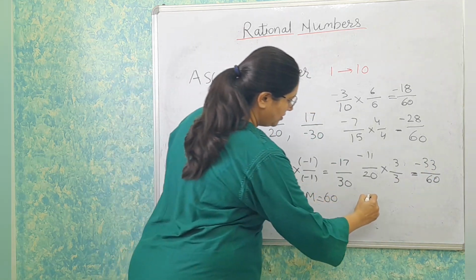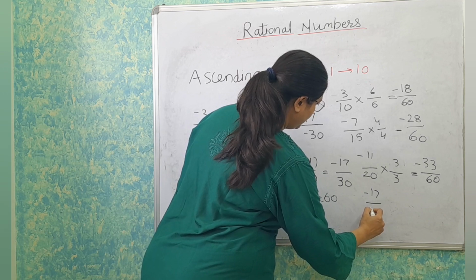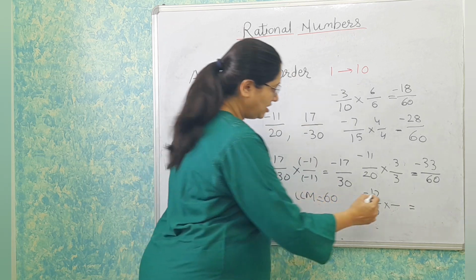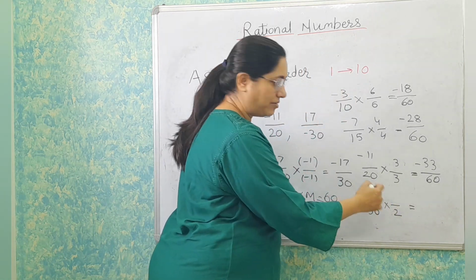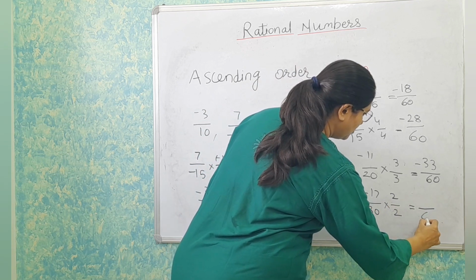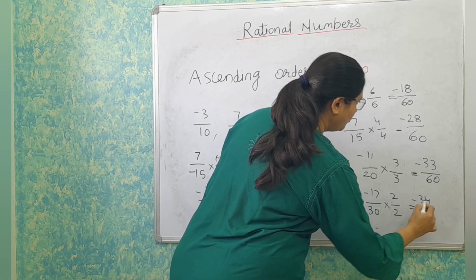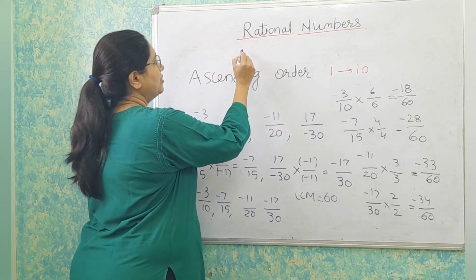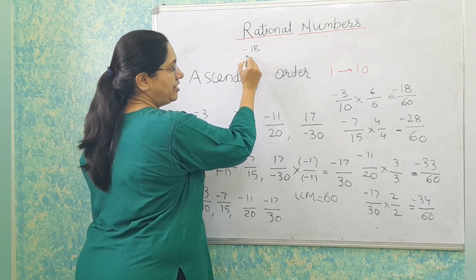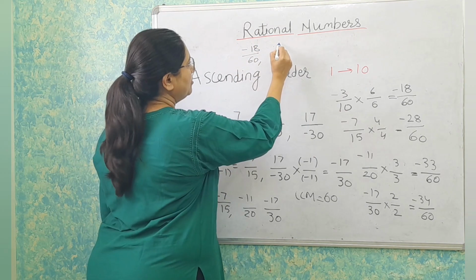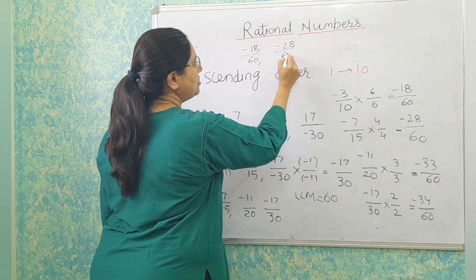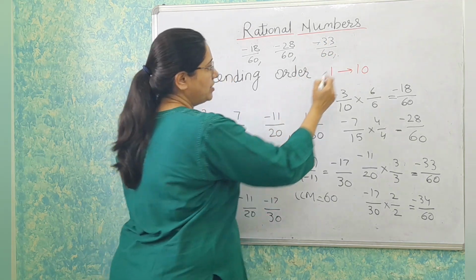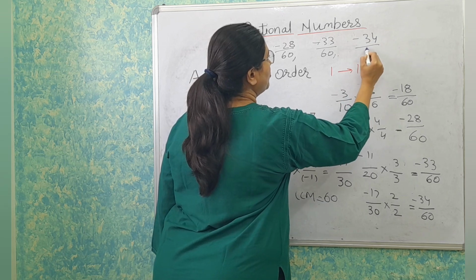And the last one, minus 17 upon 30, multiplied by a number so that it becomes 60. 30 twos are 60, so again I have to multiply minus 17 with 2. So it will be minus 34. So now we are having 4 rational numbers. First one is minus 18 upon 60, then minus 28 upon 60, minus 33 upon 60, and the last one, minus 34 upon 60.